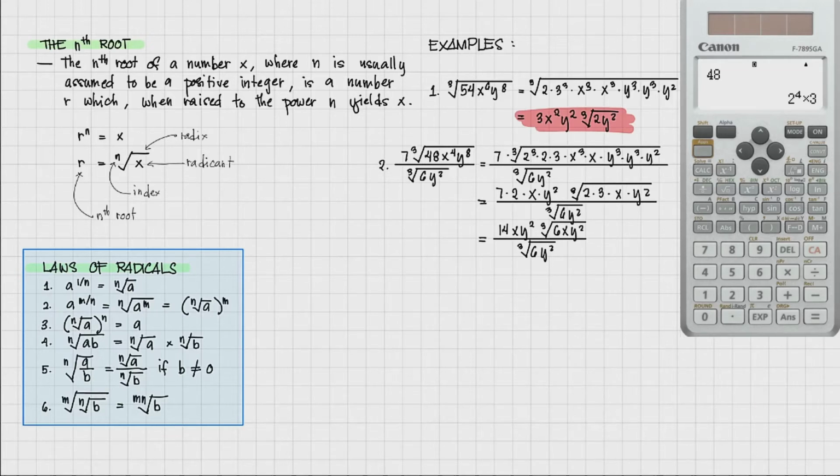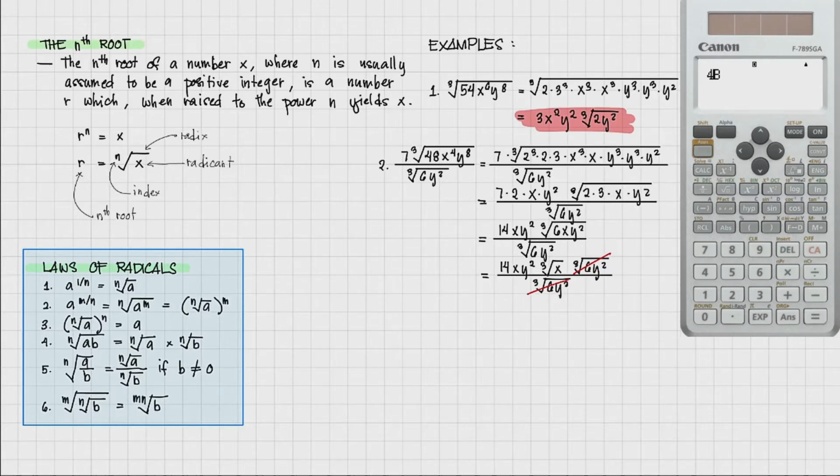Right? So, could we further simplify this? Can we? I think we can, right? If you look at law number 4, the nth root of a times b is just equal to the nth root of a times the nth root of b. So I think we could separate these terms further. So let's write that. Okay, so we have 14 times x times y raised to 2, cube root of x multiplied by the cube root of 6y squared, so that I could cancel this term out, right? And the denominator is the cube root of 6 times y squared, and from there I could cancel this whole expression, right? So it's quite simple now.